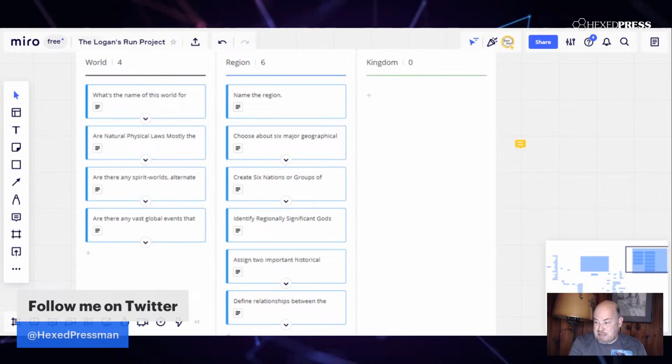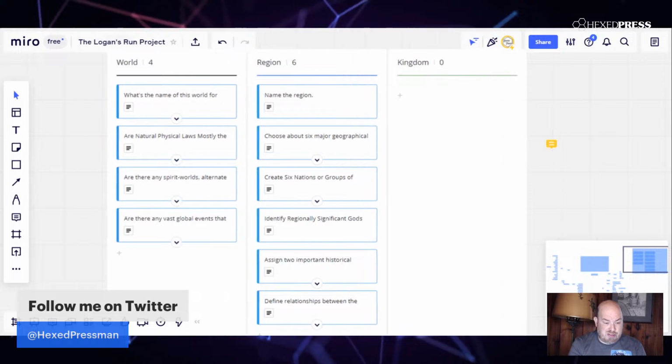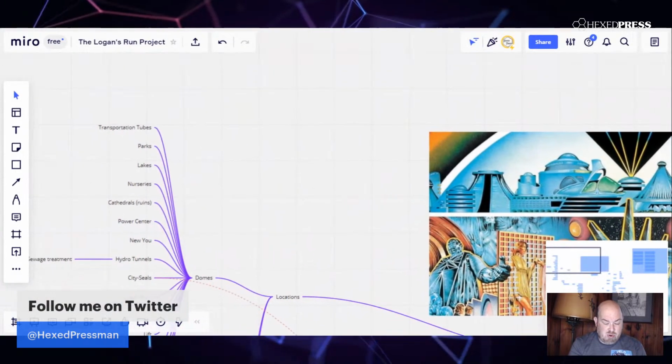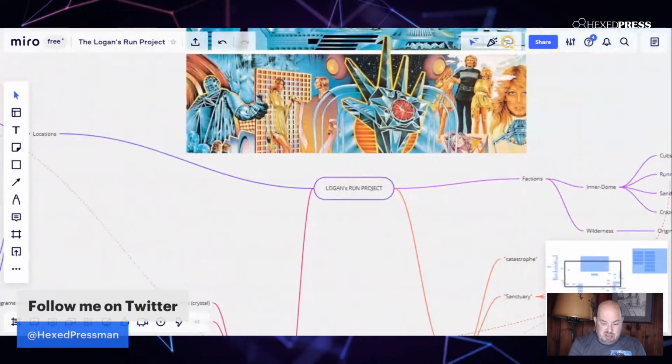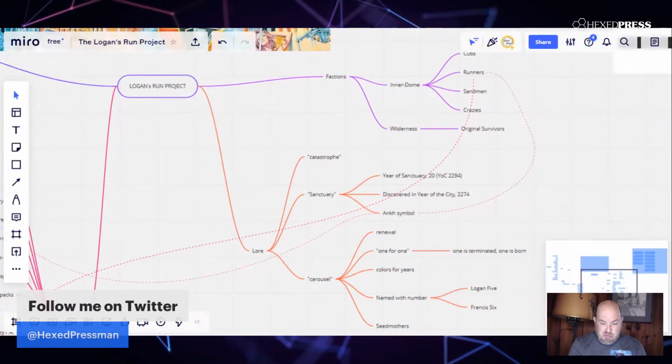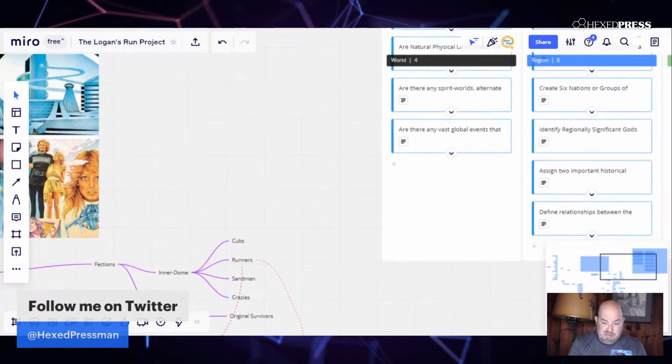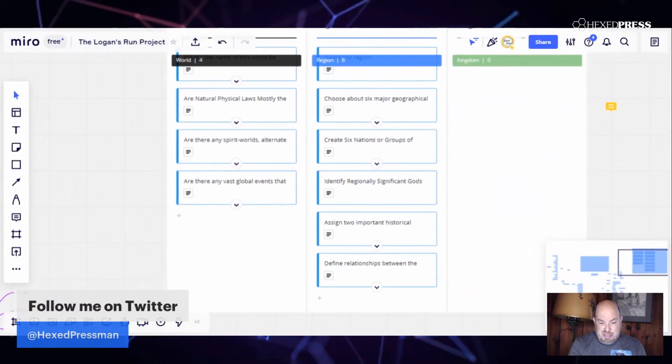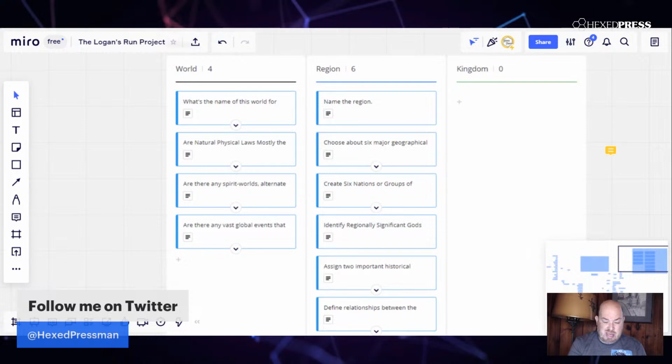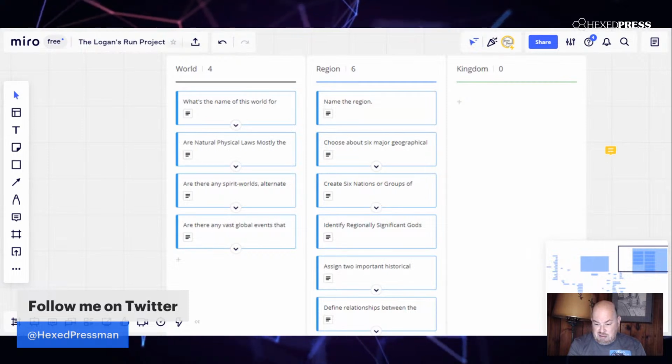Just to give a bit of a primer for folks who may have missed the other streams: we went through and put together a whole bunch of information about what we had gleaned from our viewing of Logan's Run in this wonderful mind-map-y chart. It has all kinds of stuff, and these are all living documents. We will continually be going back to them, putting things back in, figuring things out. That was session 1. Then in the last session, session 2, we started asking and answering questions about the world and region levels.